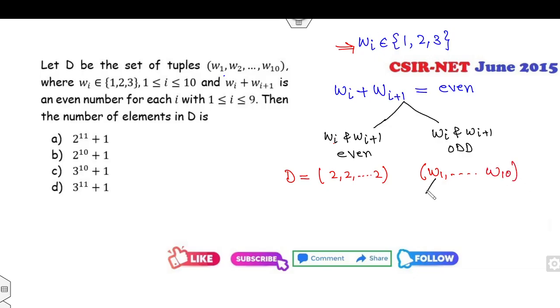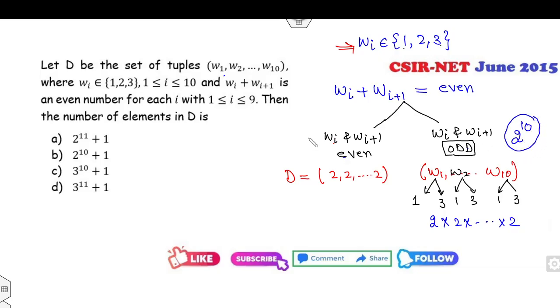How many choices for W1? Because I need an odd number. How many odd numbers are there? There are 2 choices. Similarly, how many choices for W2? Again, there are 2 choices. And similarly, for the last case, again, there are 2 choices. So total choices for the odd case is 2 raised to power 10. How many choices for the even case? 1 choice. Since they are disjoint, the total number will be 1 plus 2 raised to power 10, which is the right answer of this problem.